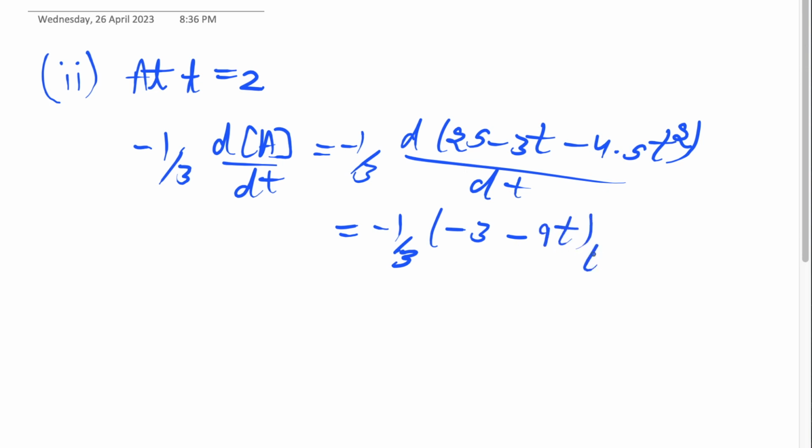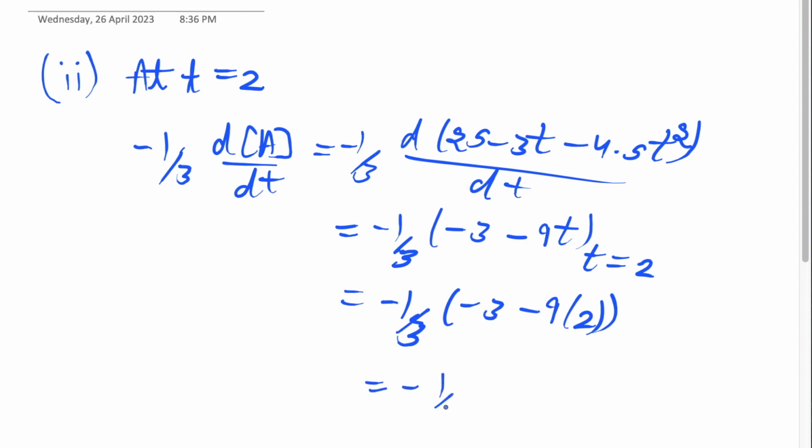At t equal to 2, we have to find the rate of reaction. So we just have to put the value of t here. So minus 1 by 3 into minus 3 minus 9 times 2. 9 2s are 18. So minus 18 minus 3 is minus 21. So minus 1 by 3 into minus 21. So minus minus is plus, and 3 sevens are 21. So 7 is the answer.